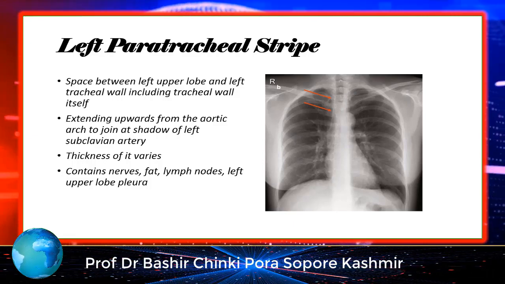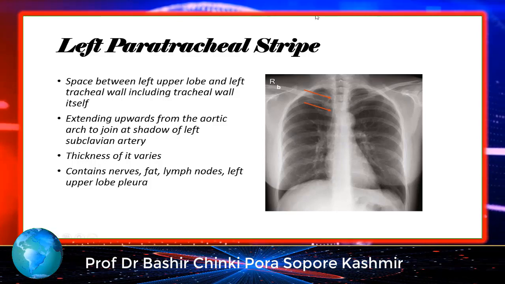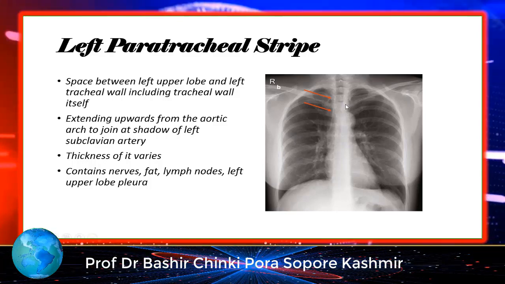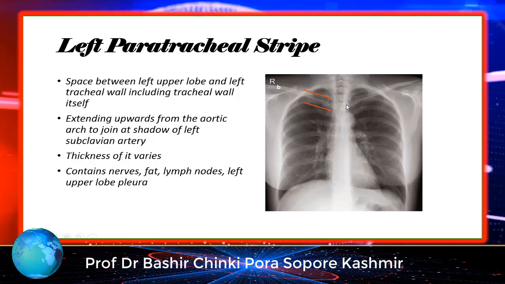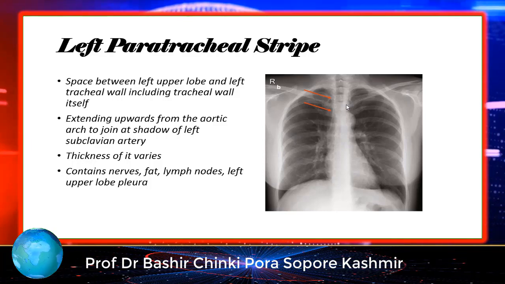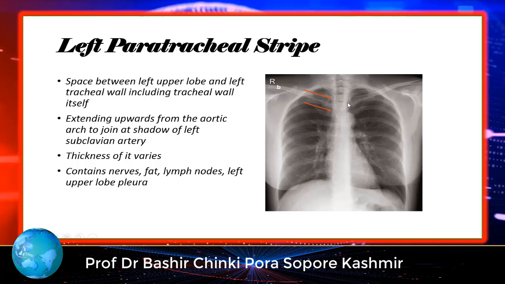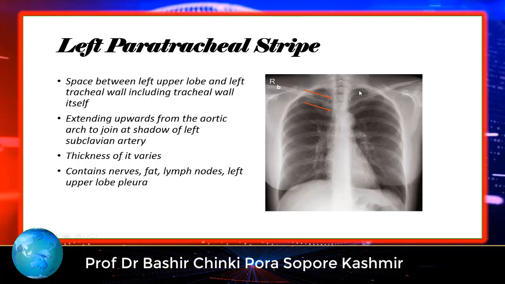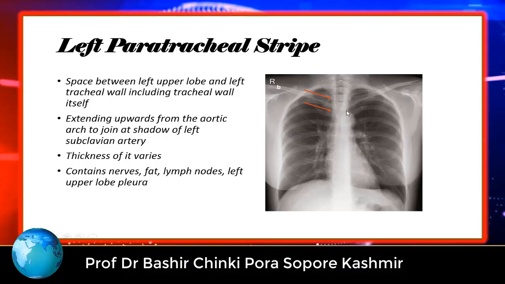One should also know that the left paratracheal strip varies in thickness, as in the right paratracheal strip. It contains fat, it contains lymph nodes, it contains left upper lobe pleura. I think that is clear now. Yes, it should be clear.